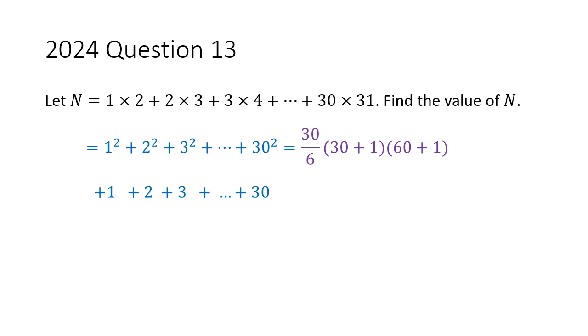And the sum of the natural numbers from 1 to 30 is just 30 times 31 over 2. This is just a computation. You calculate, you'll get 9,920 as the final answer.